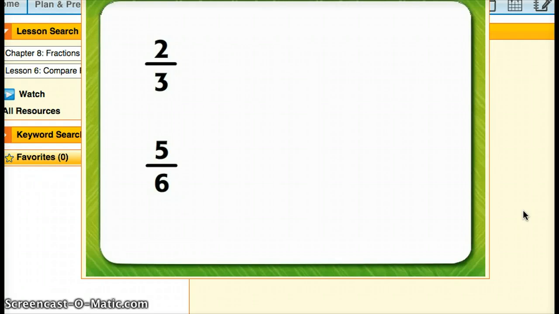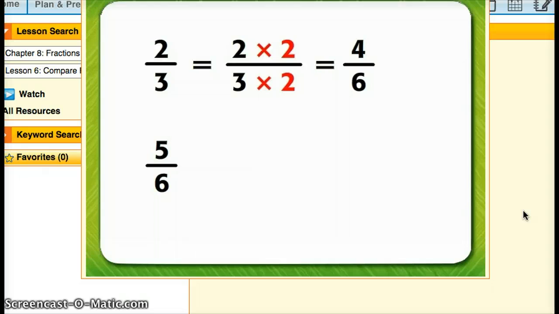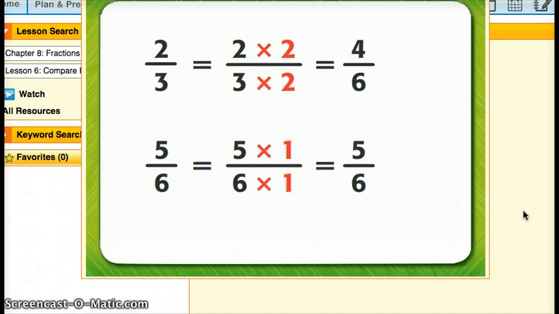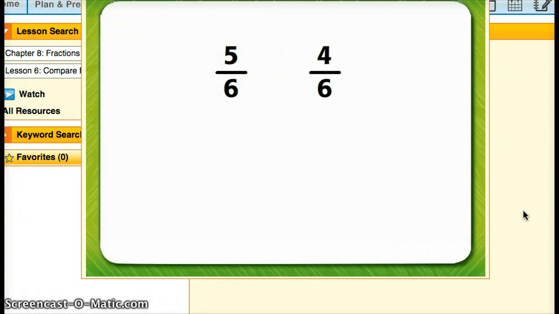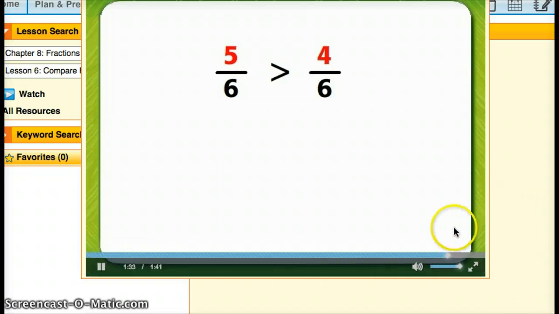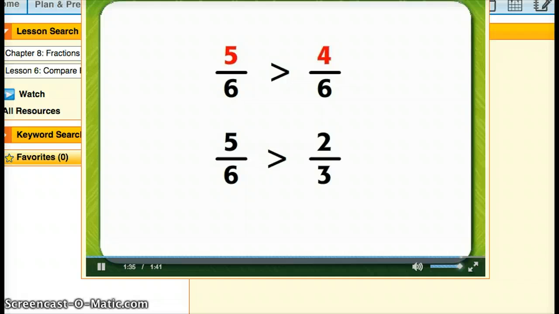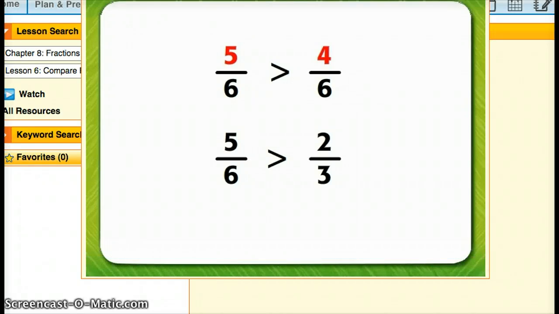Since 3 times 2 equals 6, multiply the numerator and denominator of 2/3 by 2. So 4/6 is equivalent to 2/3. Since 6 times 1 equals 6, multiply the numerator and denominator of 5/6 by 1. Finally, let's compare the numerators. Since 5 is greater than 4, then 5/6 is greater than 4/6. So 5/6 is greater than 2/3. Both methods show that 5/6 is greater than 2/3.